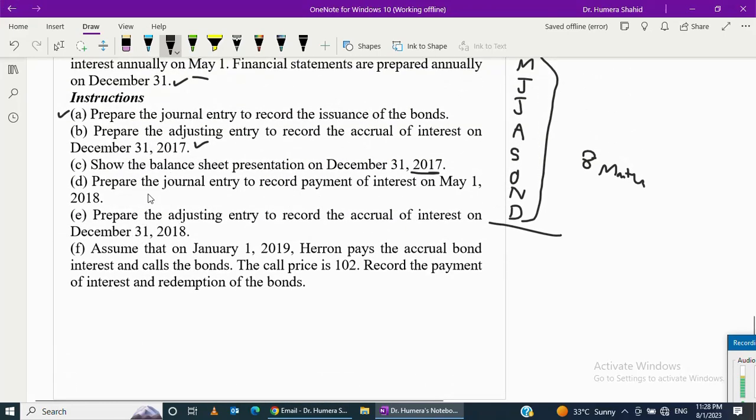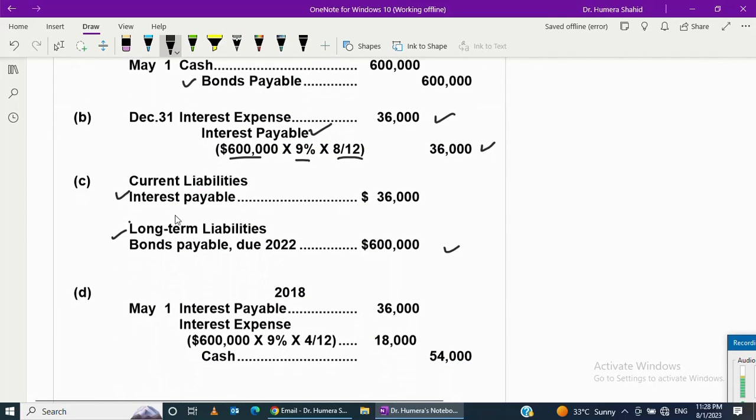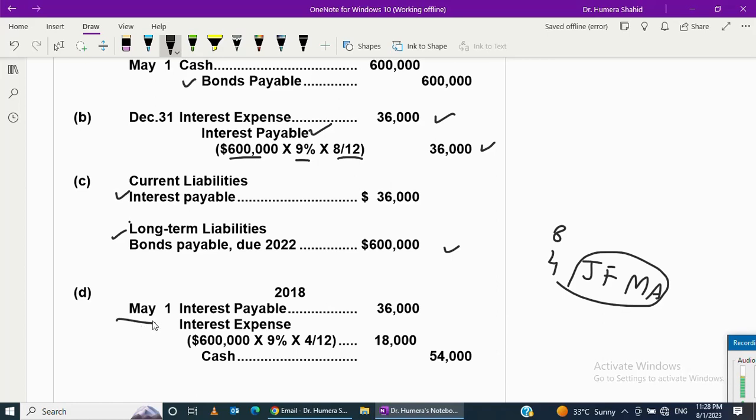Point number D says prepare the journal entry to record the payment of interest on May 1st, 2018. So do remember, December 31st we already recorded some of the interest expense which was for 8 months. Still 4 months, which are January, February, March and April, we did not record their interest, and May 1st you are making the payment. So it means that we have to make the payment of this interest expense as well. But it's not the end of the year that we make an accrual. We will record interest expense and immediately we will pay the money for that.